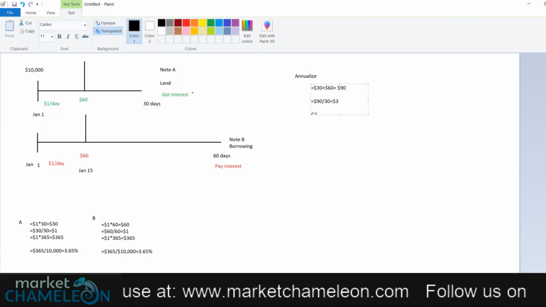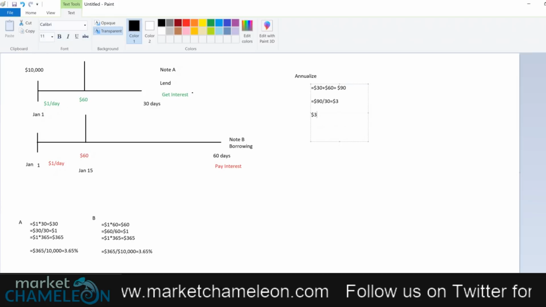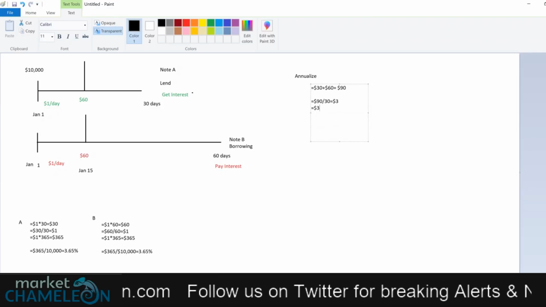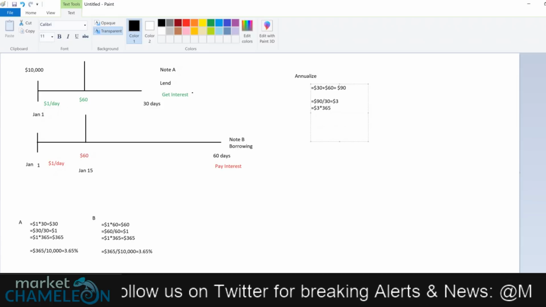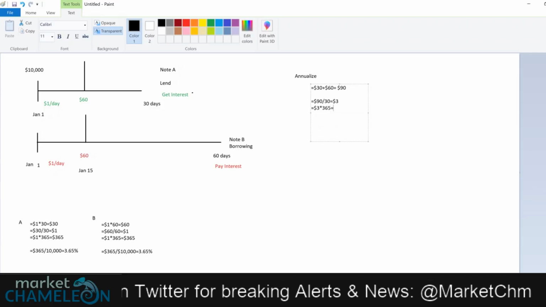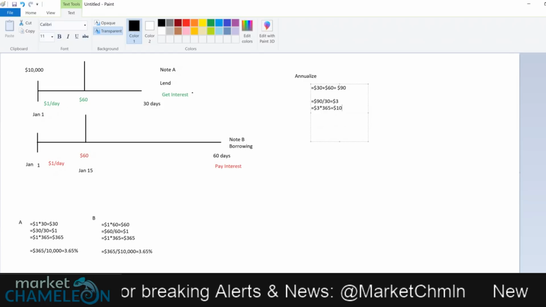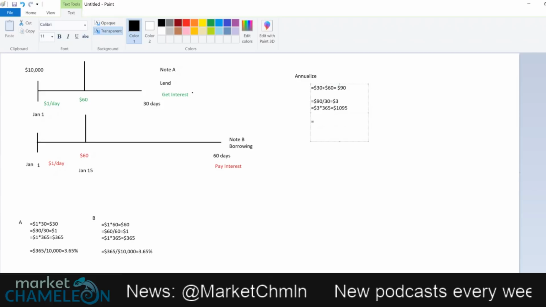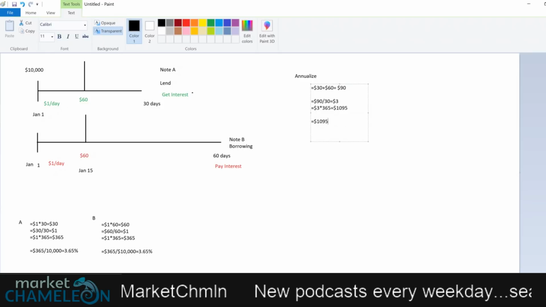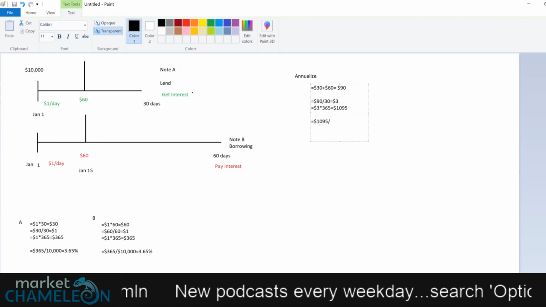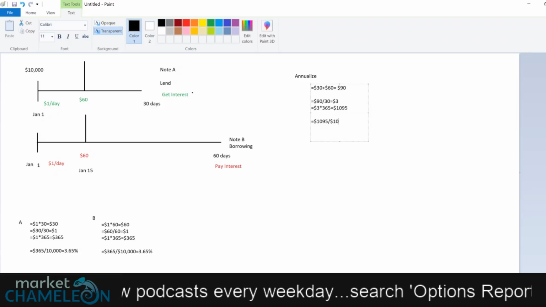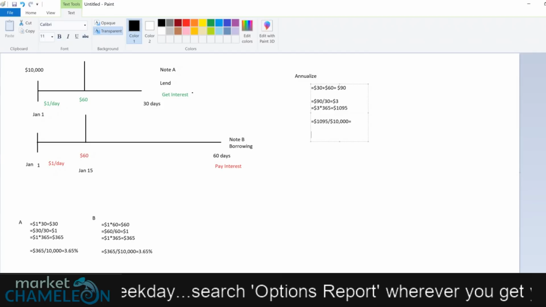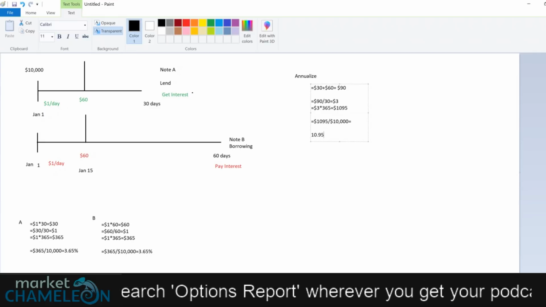So, 3 times 365. Hold on, let me put the equals. Equals 3 times 365. So that's annualized, it's 1095. Now the model is going to say, what's my annualized interest rate? It takes the 1095 and divides it by the loan, $10,000. And that interest rate is 10.95%.